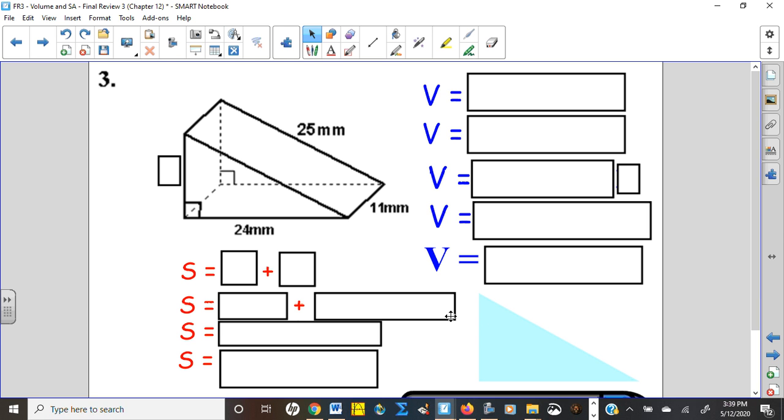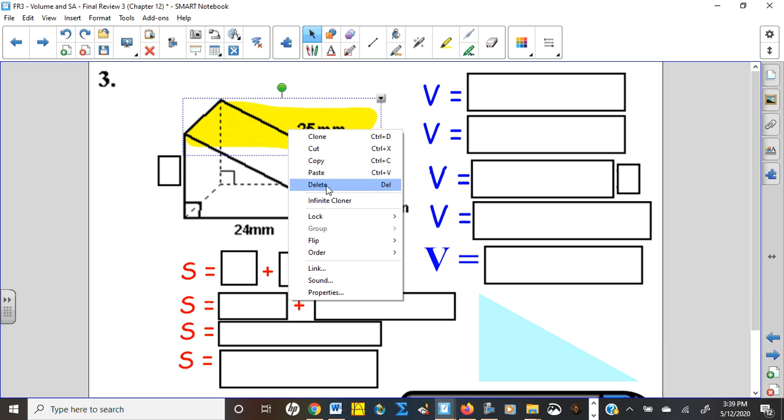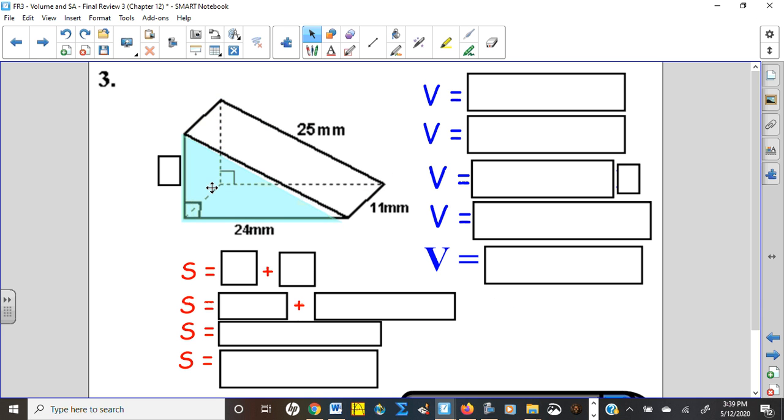Now, be careful, because a lot of people are going to look at this and say, oh yeah, the base is this rectangle down here. But that's not true, because if this really was the base of this shape, there'd be another one up here, and there's not. So that is not the base. The base is actually this triangle, because there is another triangle that's exactly the same. So the height of this prism is actually 11, not the vertical height.